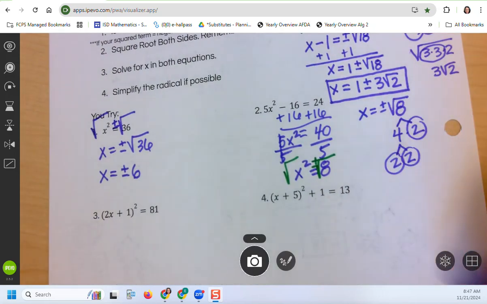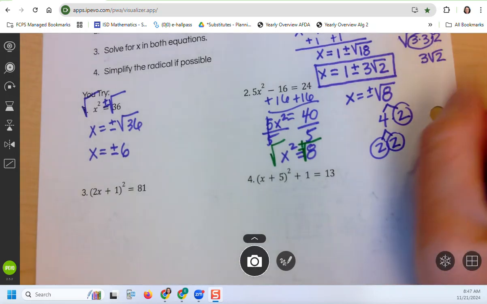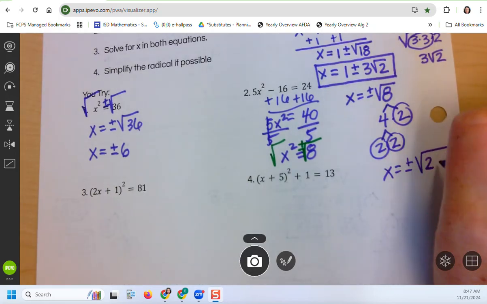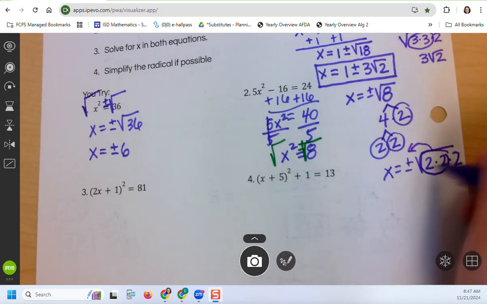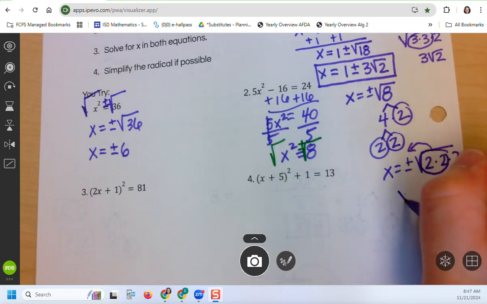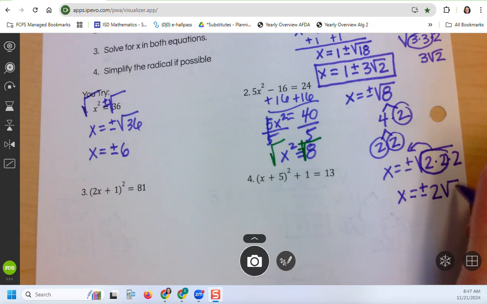So I guess I'm going to use the space over here for that. So I have x is equal to plus or minus square root 2 times 2 times 2. And these two can come out. So the square root of 2 times 2 is 2. So I have plus or minus 2 root 2.